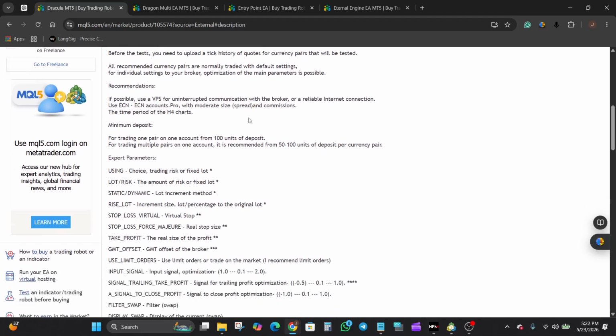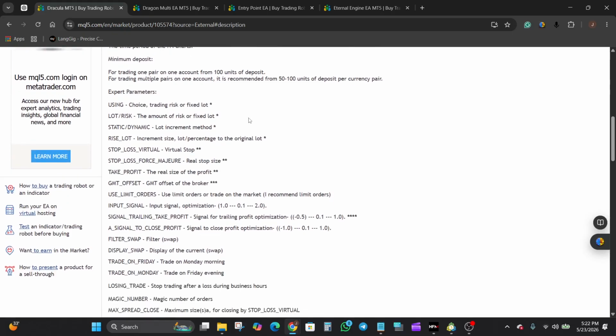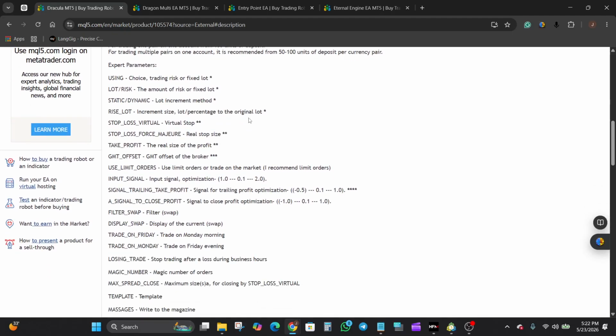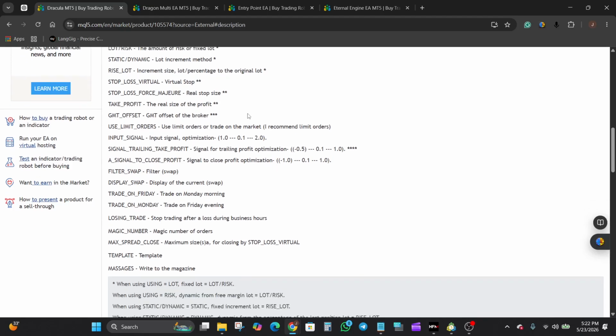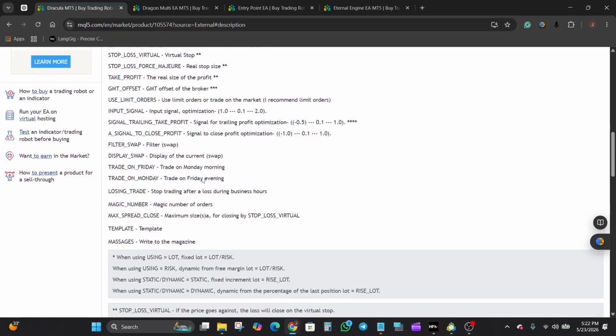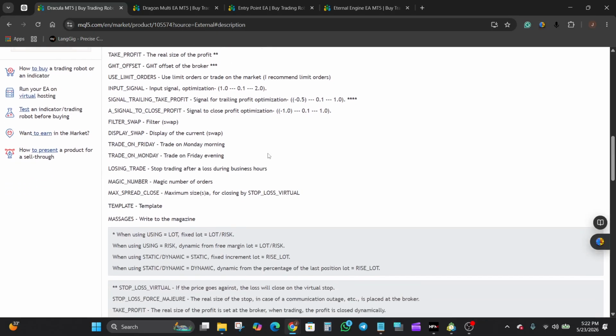So as I move through the settings section, there are quite a few customization options available here. Traders can choose between fixed lot sizing or risk-based position sizing, configure static or dynamic lot increment behavior, adjust stop loss and take profit parameters, optimize trailing profit signals, control spread related filters, and even configure trading activity around Mondays and Fridays. So overall, there is definitely a strong focus on flexibility and optimization.